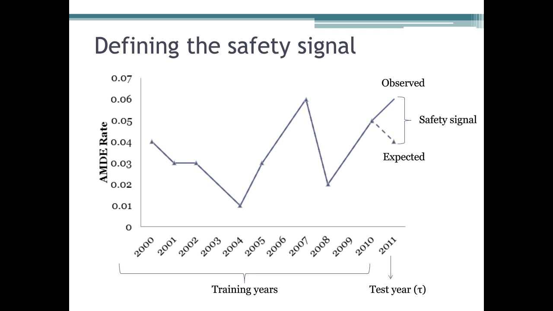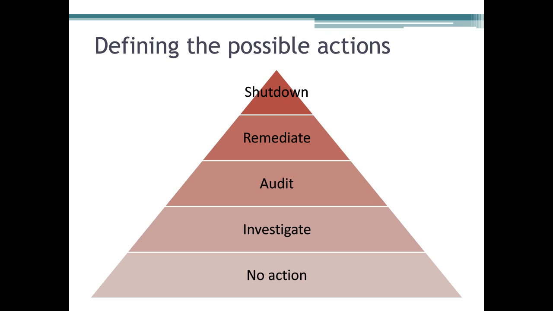And then, in order to make the problem a little bit harder, we have a set of actions that we might take if the signal is out of range. That is, if the safety performance is worse than expected, we imagine a hierarchy of actions which starts at the lowest level by doing nothing. We could investigate, which essentially sends data collectors out to the hospital to figure out what's going on. There's a more intense level of investigation, which is an audit. There's a remediation, which is actually meant to lower the risk of this safety signal. And then finally, the most extreme action is a shutdown.